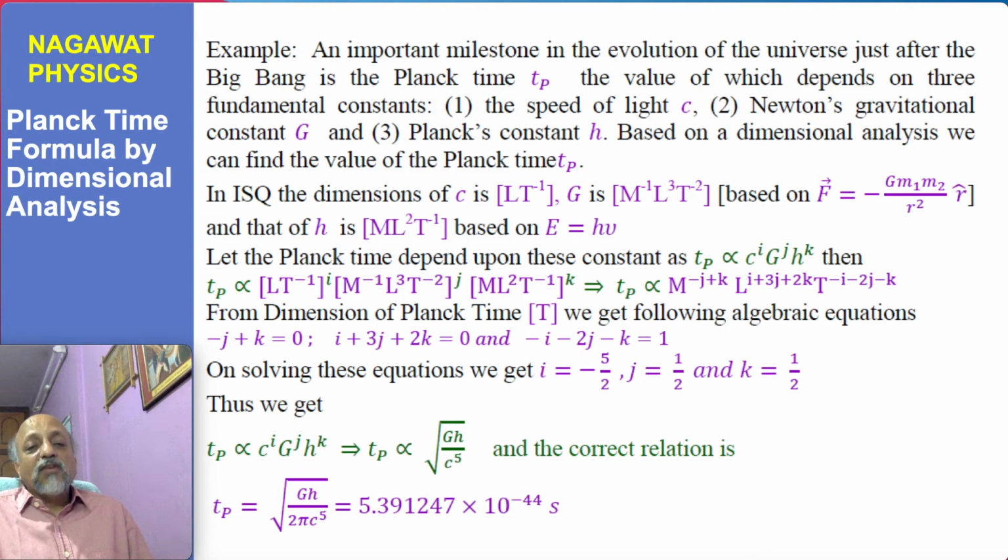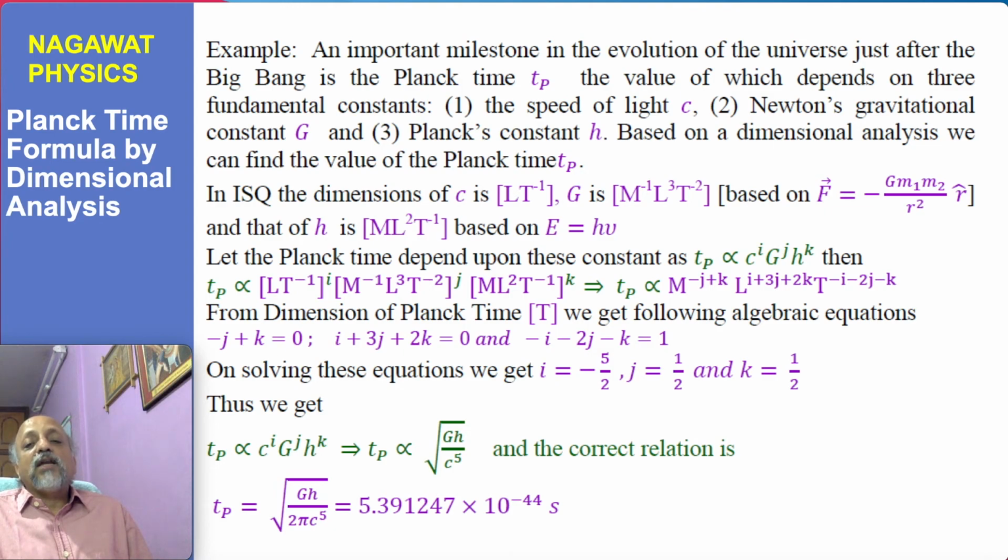Now to make a guess of the relationship between the Planck time and c, h and G, let us assume that Planck time is proportional to c raised to power i, G raised to power j, h raised to power k. i, j, k are integers. So let me assume that this is true.